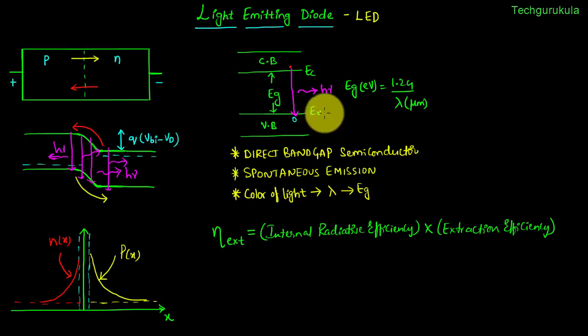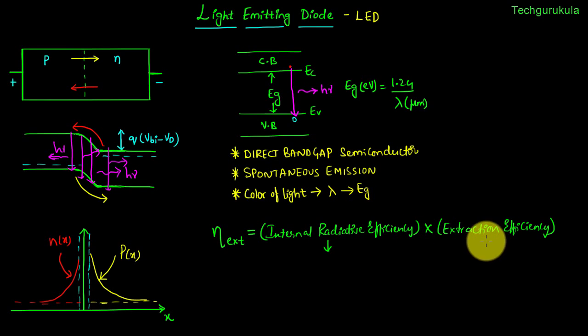Most would be radiative in nature. Some would be non-radiative as well. So this internal radiative efficiency talks about that efficiency, which means out of all the electron hole pairs recombining, only a fraction of them actually result in light. Extraction efficiency tells how many of these photons generated inside the p-n junction diode made it out of the diode to the external world. The internal radiative efficiency depends on the quality of the direct bandgap semiconductor we are talking about. It's all about getting a good quality direct bandgap semiconductor.